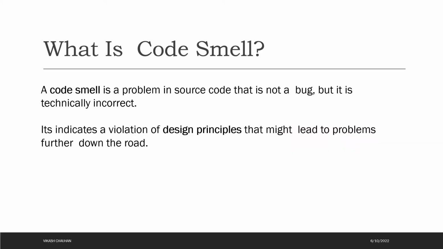So let's start with the code smell definition. A code smell is a problem in your source code that is not actually a bug, but it is technically incorrect. Your code will still compile and work as expected, but there is some technical glitch, and your code is not following software design principles. That may lead to a problem in future.